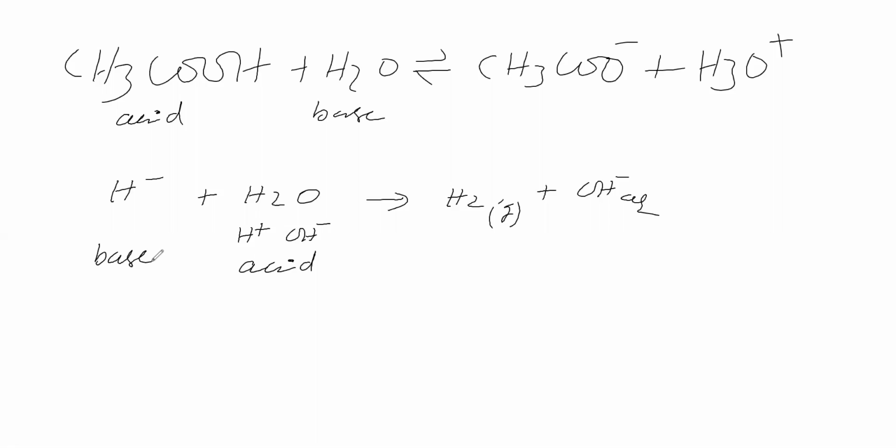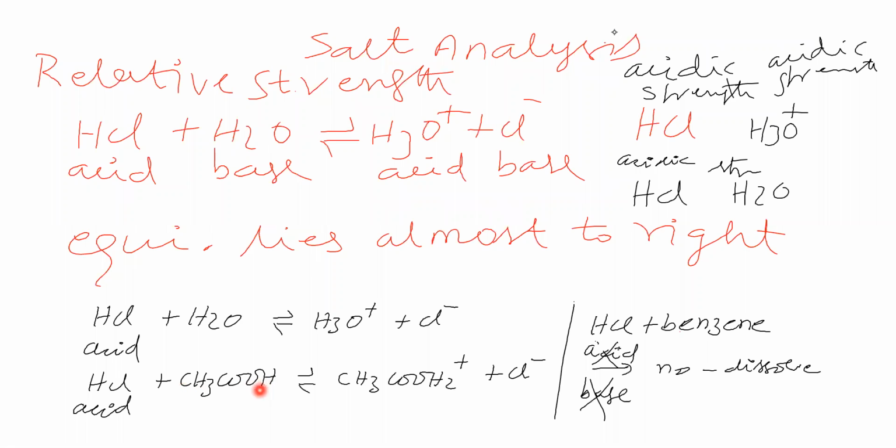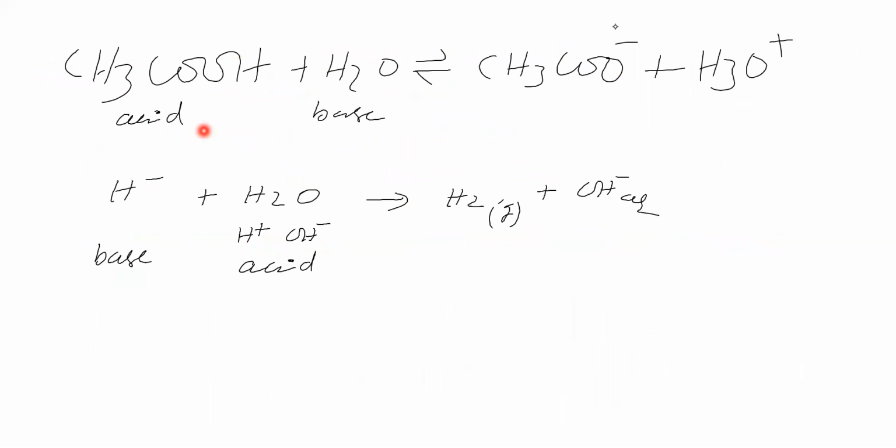Therefore, whether a substance acts as an acid or base depends on what we have to see. Here acetic acid CH3COOH acts as an acid. Here CH3COOH acts as a base, because it is accepting H plus and becoming like this. But in this case, it is acting as an acid. So CH3COOH can act as an acid as well as a base.